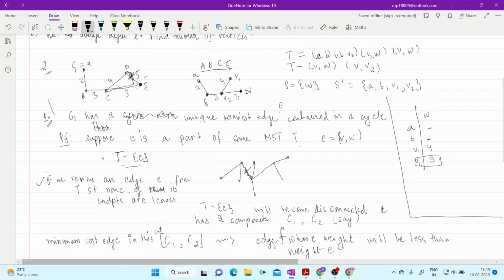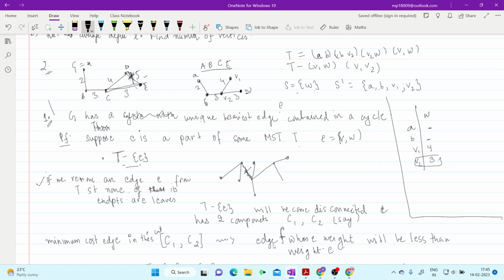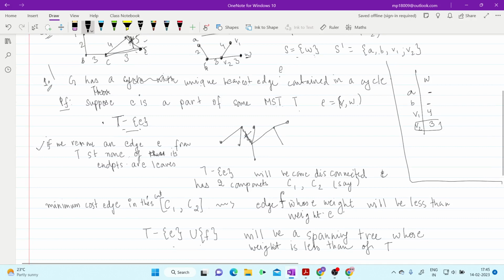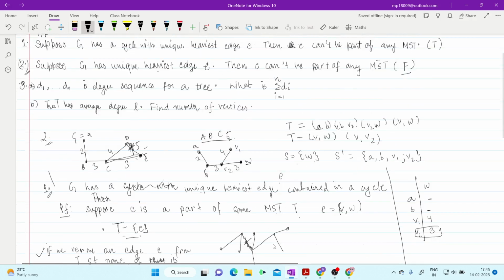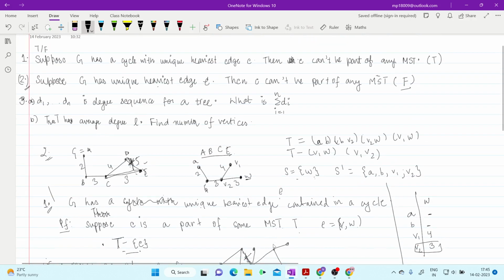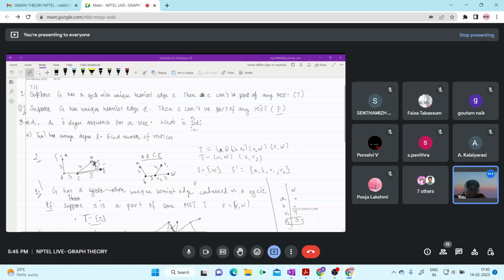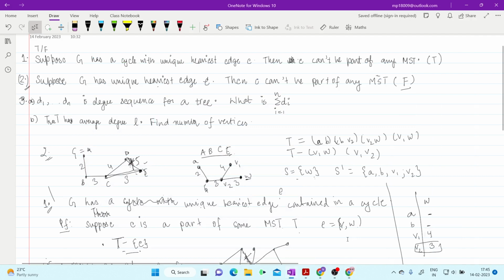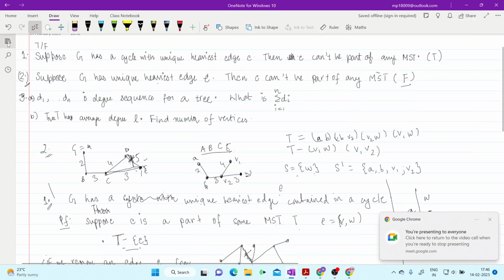So we see that if we have a heaviest weight edge which is contained in some cycle, we can remove that edge and add an additional edge from that cycle to get a spanning tree of lower weight. Therefore our first statement is true, that if the heaviest edge is contained in some cycle, then it cannot be a part of any minimal spanning tree. So is this first part clear? Yes, ma'am.